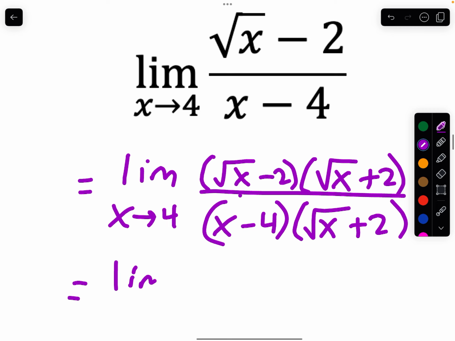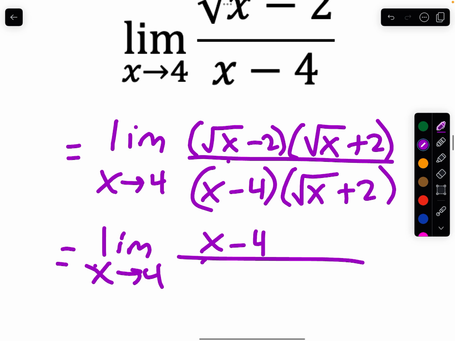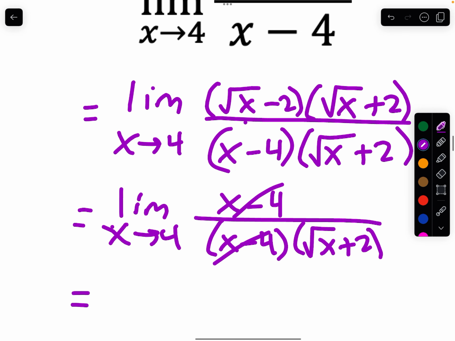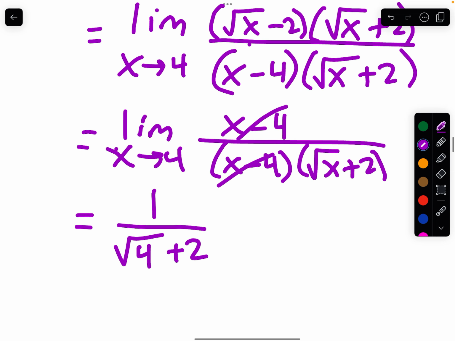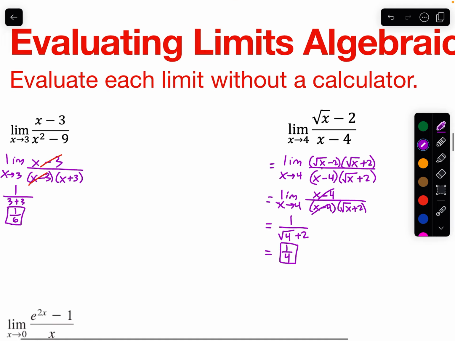What happens here then is in the numerator, when you FOIL the numerator out, you'll get x minus 4, which will then cancel with the x minus 4 that's in the denominator here. And now all of a sudden we can make a direct substitution. 1 over the square root of 4 plus 2, which will end up being 1/4. Factoring would have worked there as well. L'Hopital's rule should have worked there as well.